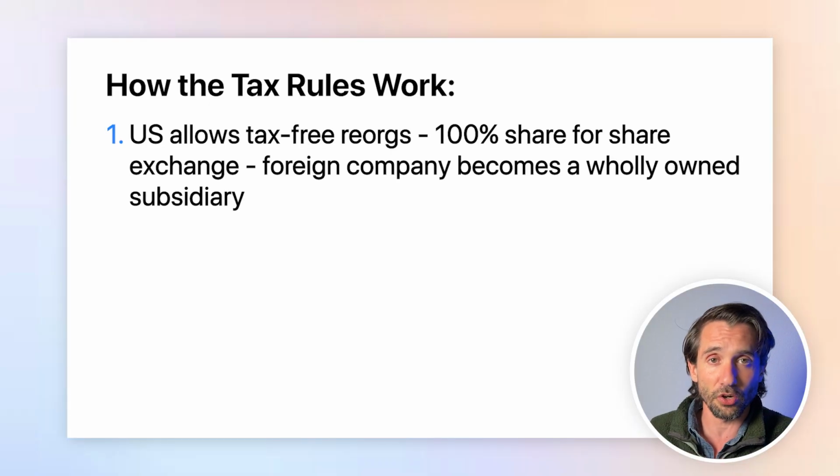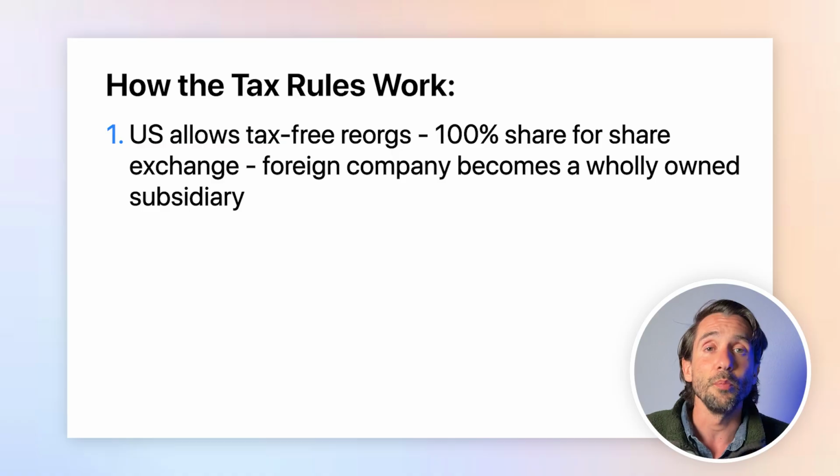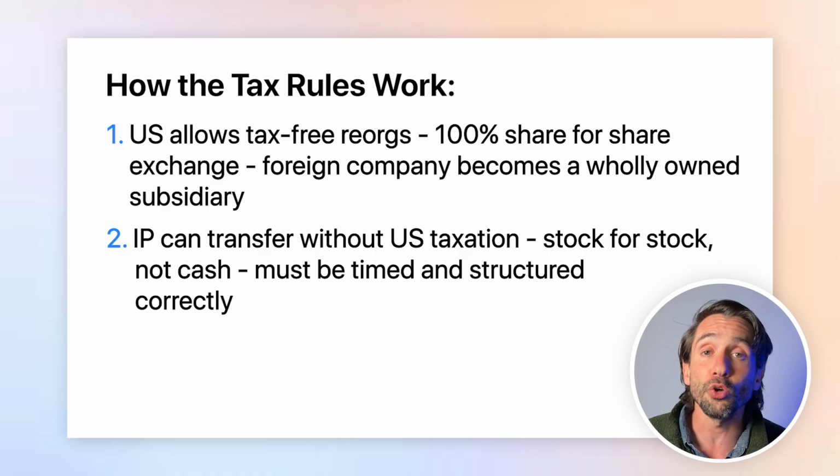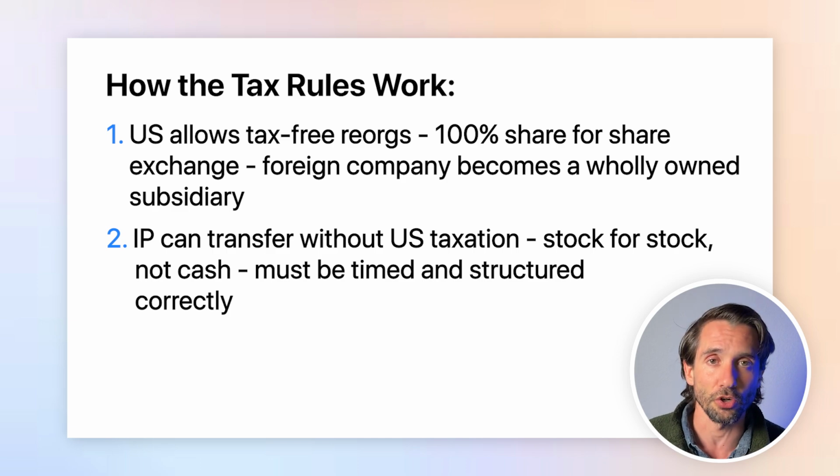Now, the tax rules in the US generally allow for what are called tax-free reorgs in instances where there is a share-for-share exchange, as in 100% of the shares of the foreign company are contributed in exchange for 100% of the shares of the US company, which results in the foreign company becoming a wholly owned subsidiary of the US company. The IP can also transfer without US taxation based on the share exchange because there isn't cash value being exchanged, but rather stock for stock. It just needs to be timed and structured correctly.